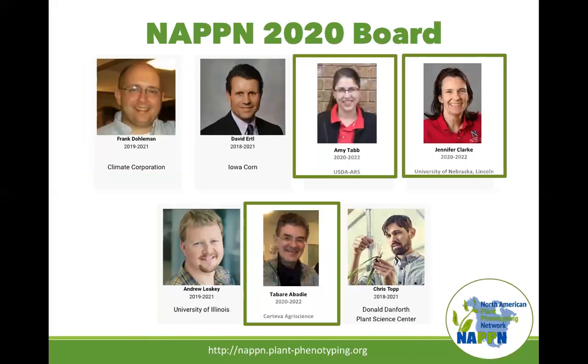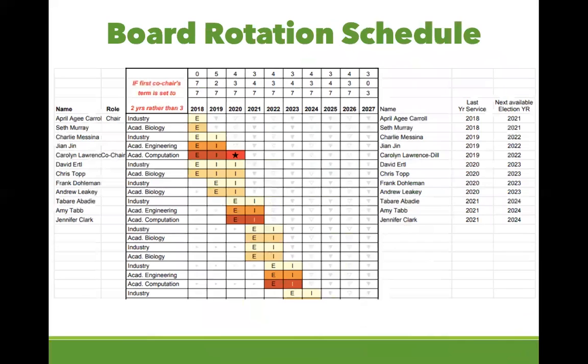So we also elected for the year after that, this will seem odd, I'm sure, the next group. And that group includes Amy Tabb from USDA ARS, Jennifer Clark from the University of Nebraska-Lincoln, and Taba Abedi, who is from Corteva. Why would we do that? That's weird, right? The reason is that our board rotation works where you only have 2 years on the board.